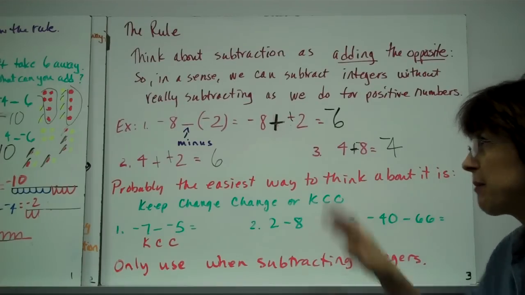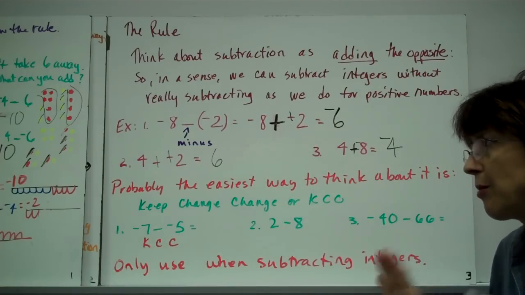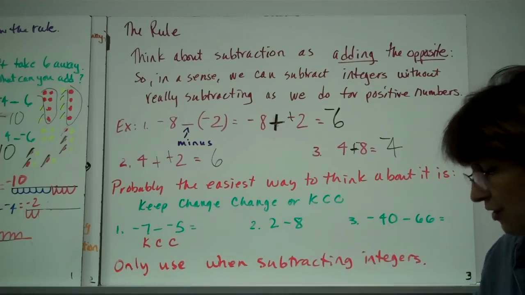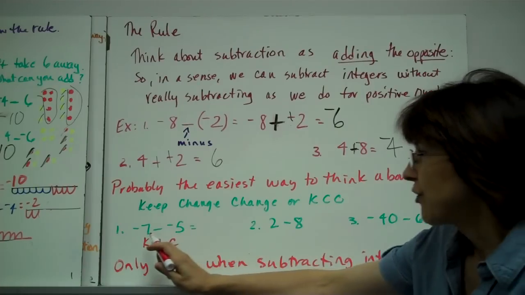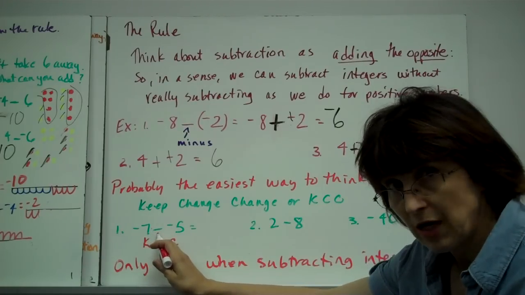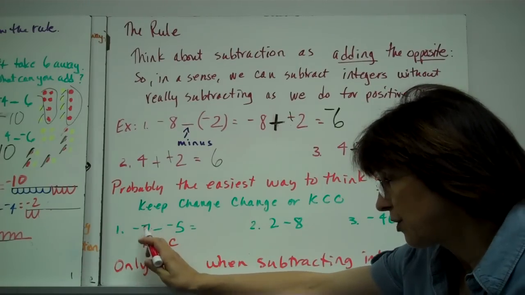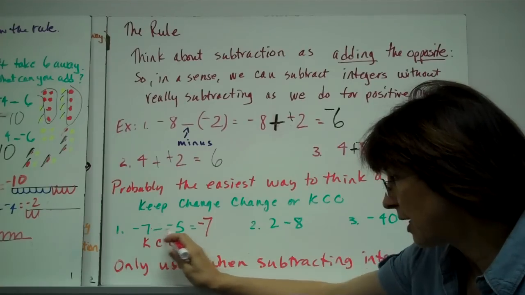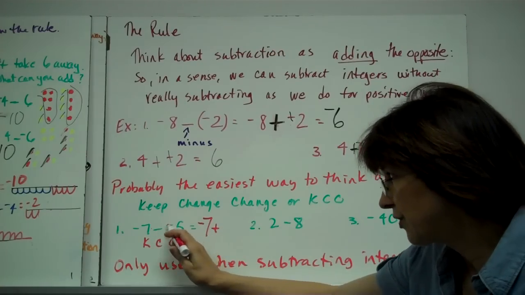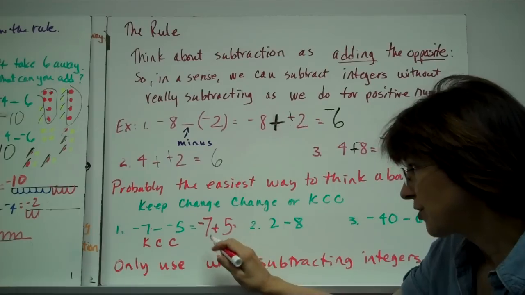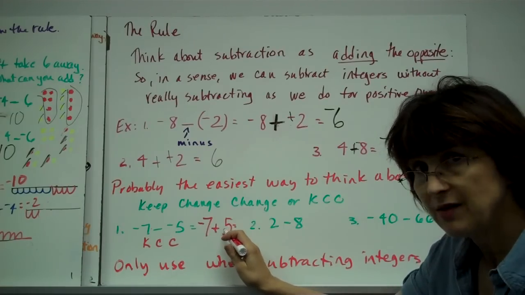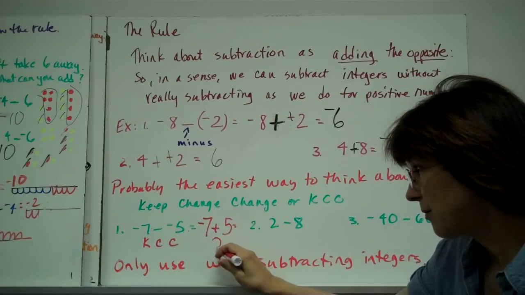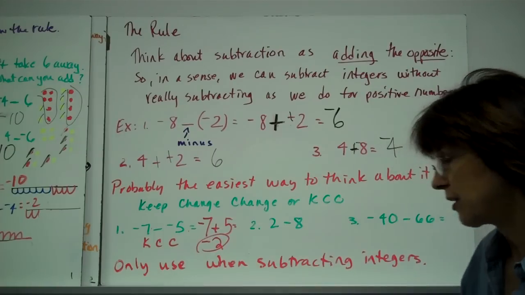Okay, so that may be kind of confusing, and I understand if it is. So probably the easiest way to think about it is keep, change, change, or KCC. So here's how we can do it. We have our three things: our first number, our subtraction sign, and then our second number. We put K under the first number, because that guy stays the same. That's negative 7, so it stays negative 7. We change this minus sign to a plus sign. We change this negative 5 to a positive 5. So what we're really doing is negative 7 plus 5. It's the same thing as negative 7 minus a negative 5. So unlike signs subtract this time, it's 2, and keep the higher sign, the answer there is negative 2.